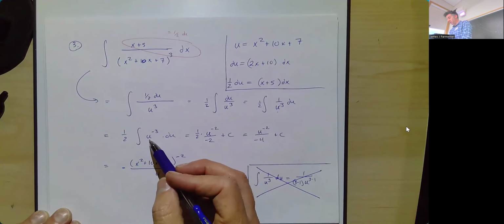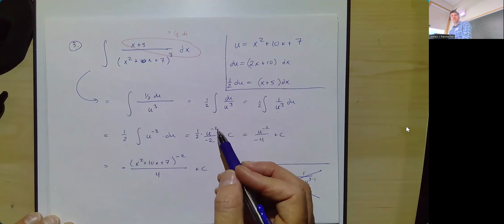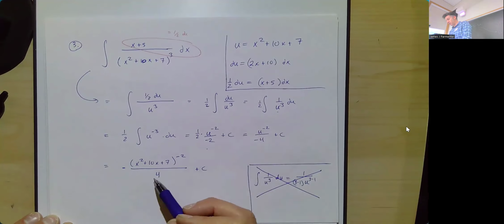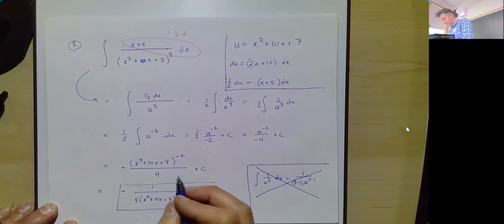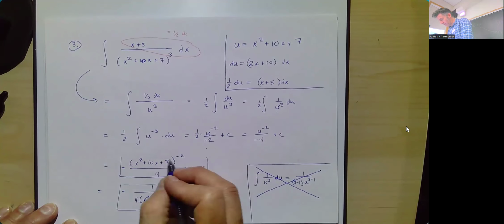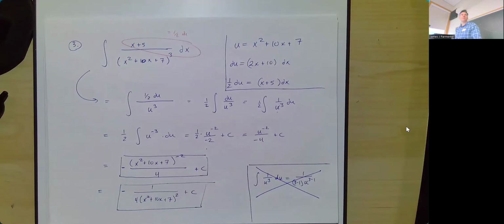So then this is u to the negative third, we add 1, divide by the new power, and then we get this. I would probably rewrite this final answer as negative 1 over 4 times x squared plus 10x plus 7 to the positive 2 plus c, just because I am biased towards positive powers. But either answer is totally correct and fine.